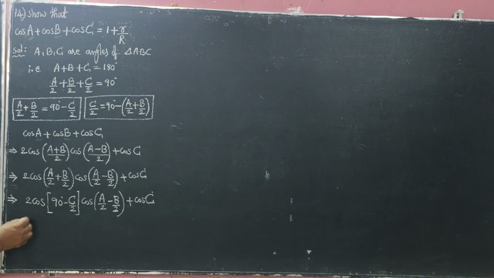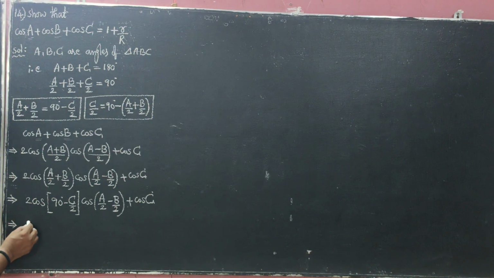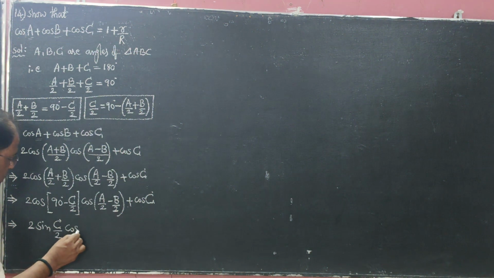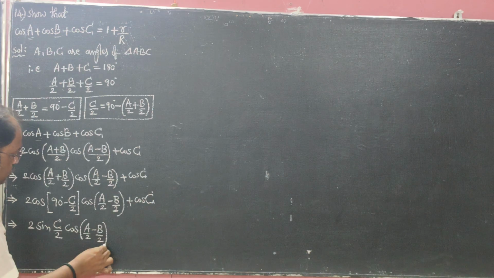Now see, cos of 90 minus theta. Taking C by 2 as theta, cos of 90 minus theta means sin theta, and sin of 90 minus theta means cos theta. So theta here is C by 2. Cos of 90 minus theta is sin theta, and the remaining cos of A by 2 minus B by 2 stays as it is.